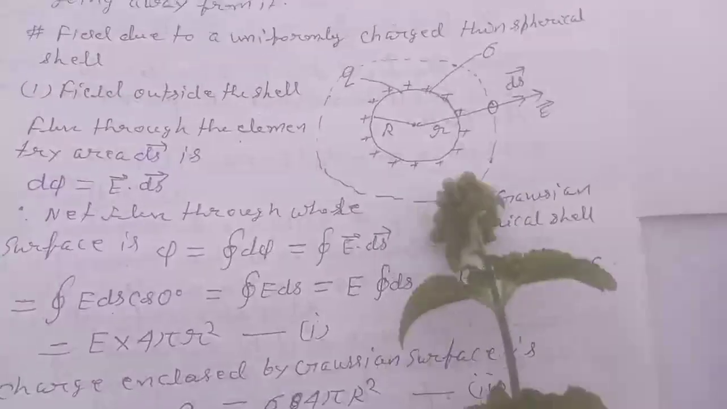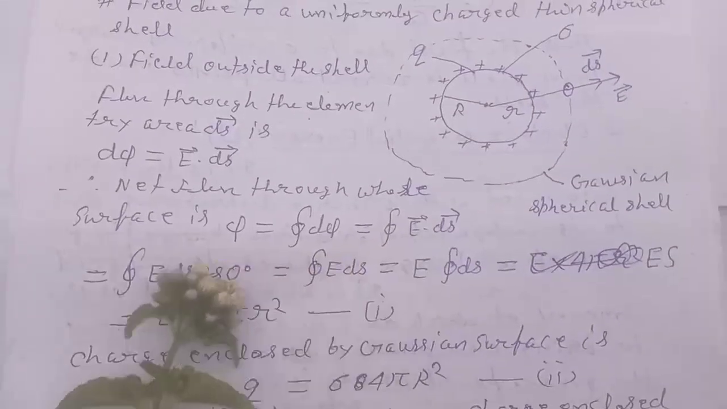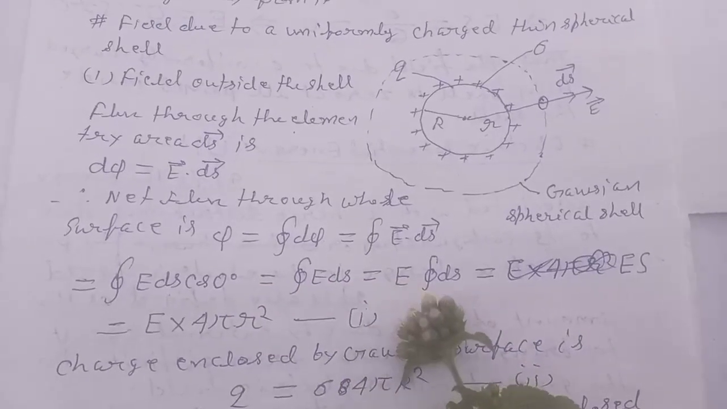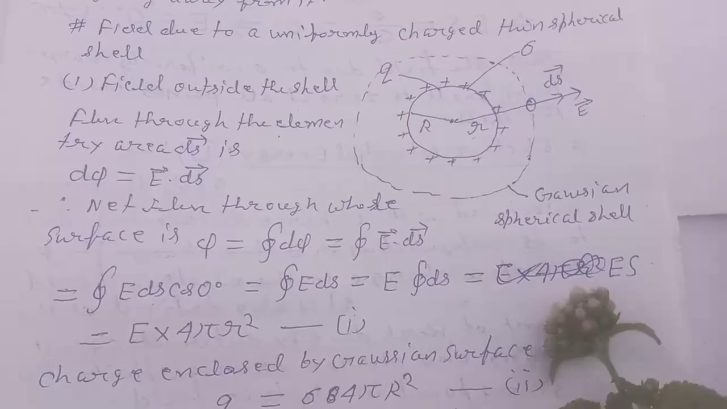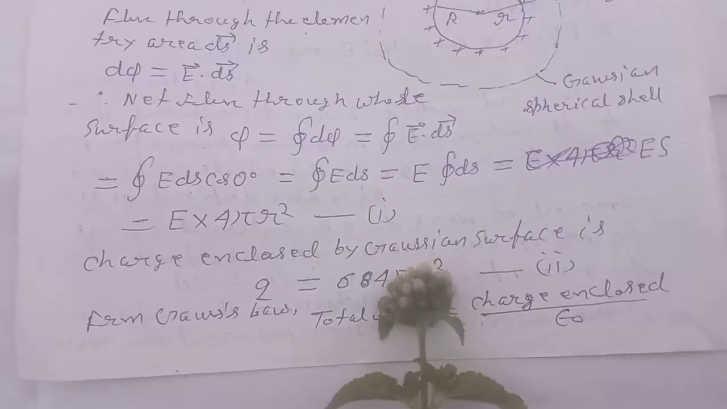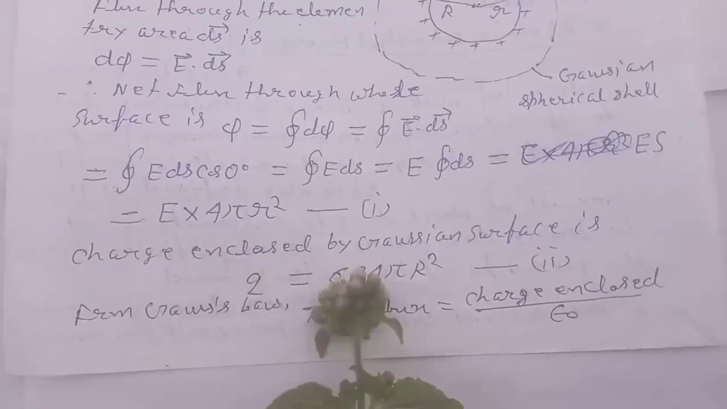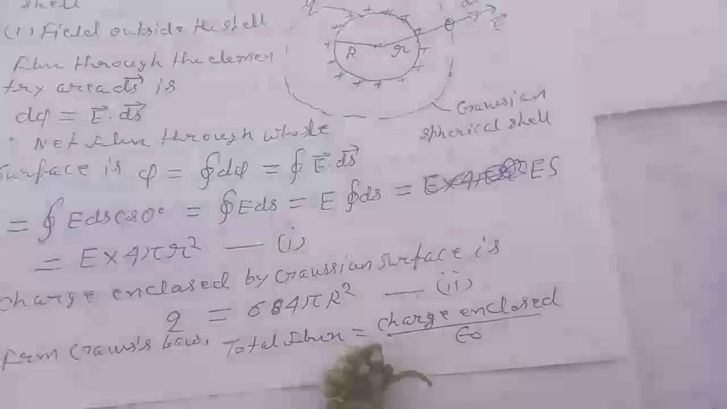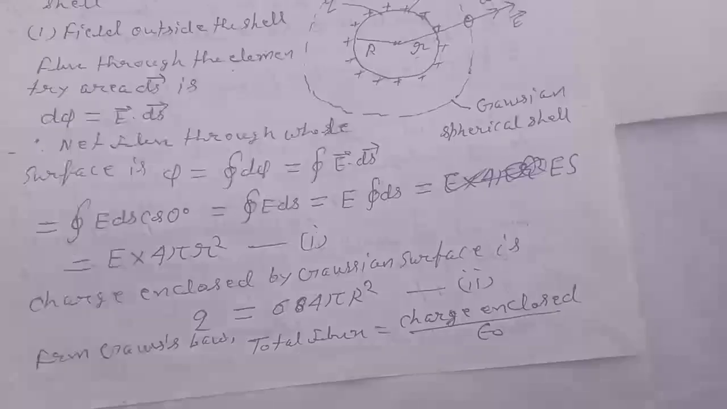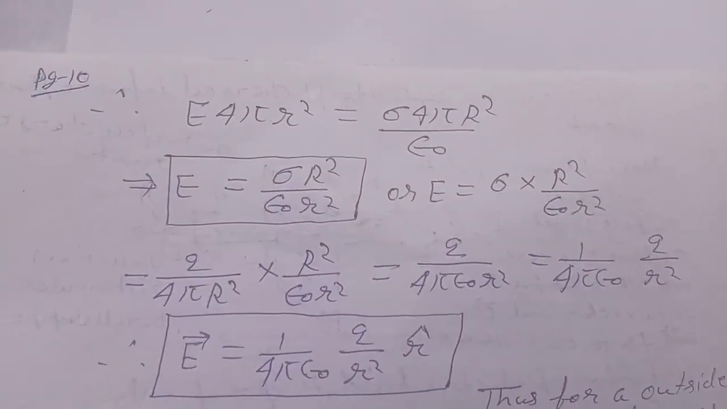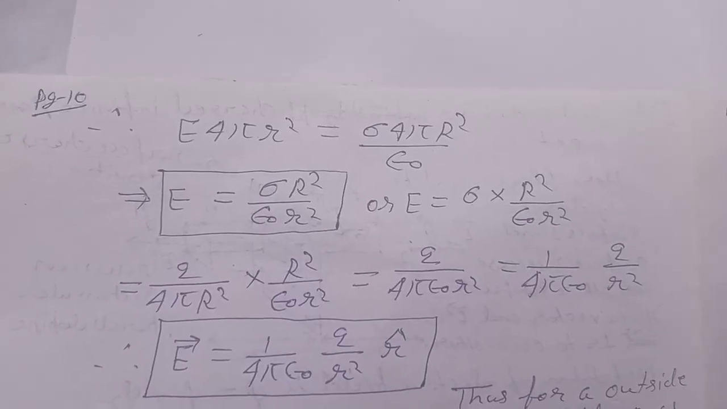This is the Gaussian spherical surface we have considered. It equals integration of E ds cos 0, integration E ds, E into integration ds, or equals E into S, or equals E into 4 pi r square, equation 1. Now charge enclosed by the Gaussian surface is Q equals sigma into 4 pi r square. Hence from Gauss's law, total flux is equal to charge enclosed by epsilon naught. Hence E into 4 pi r square equals sigma into 4 pi r square by epsilon naught.